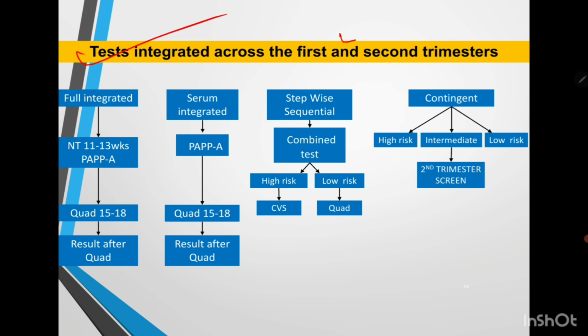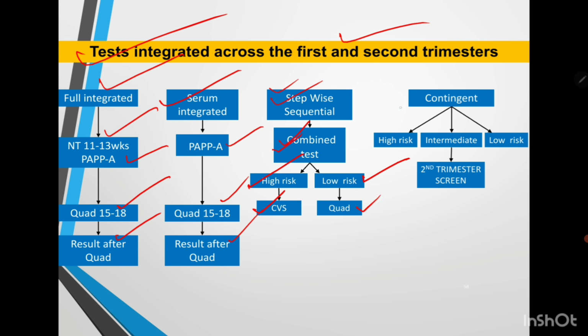Fully integrated test across the first and second trimesters: NT scan, PAPP-A, quad test at 15 to 18 weeks, result after the quad. Serum integrated: PAPP-A done, quad at 15 to 18 weeks, result after the quad. Stepwise sequential: you have to do a combined screening test, that is NT plus biochemical, hCG beta dual marker. If high risk, CVS. If low risk, quadruple. This is stepwise. Contingent means high risk, intermediate risk or low risk. If it is intermediate, second trimester screening has to be done.